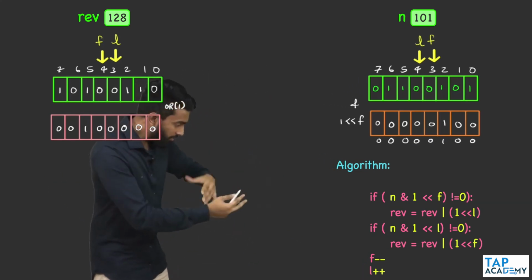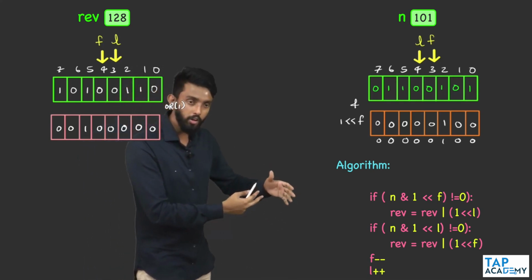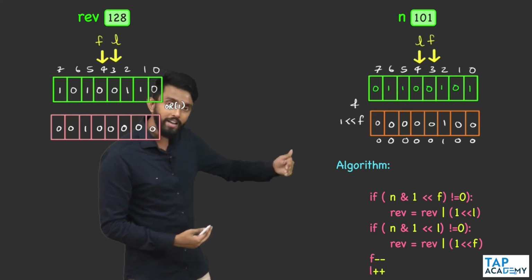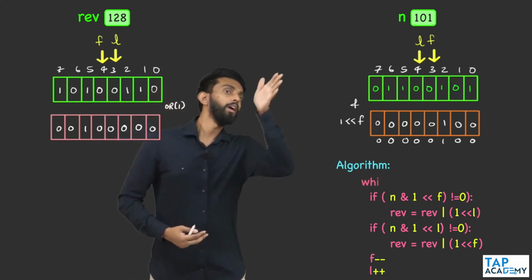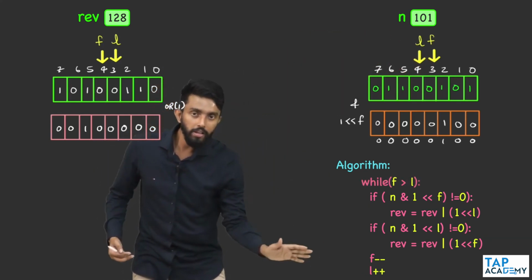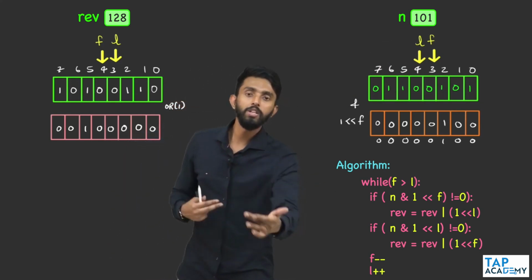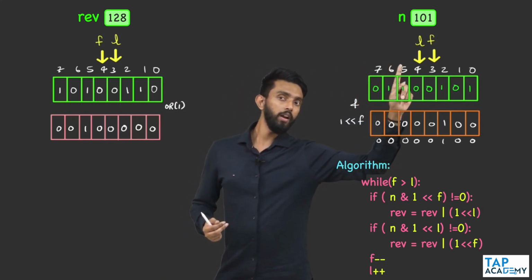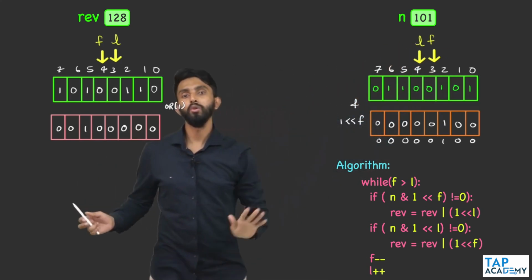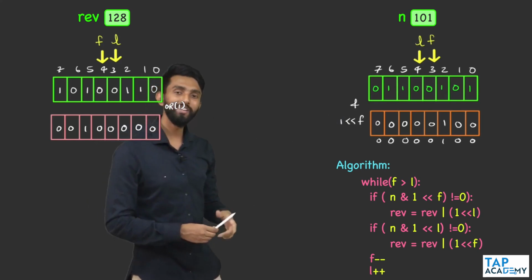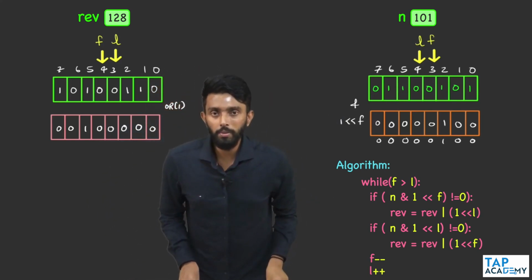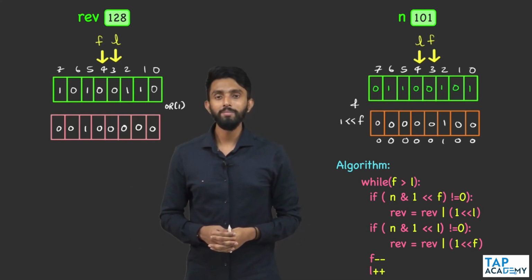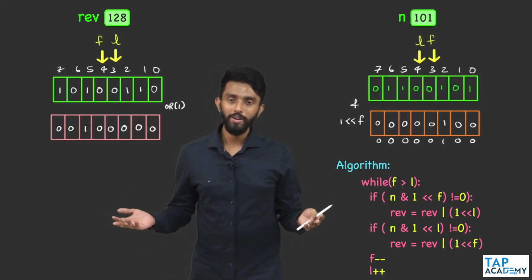So, in my algorithm, I have to loop this. How will I loop it? As long as F is less than L, you keep doing this. Because see, when F became greater than L, you have to stop. Any confusion till here? That's it. So this is pretty much the algorithm for you to reverse your bits. Now, let us go write some code and see whether it actually works.